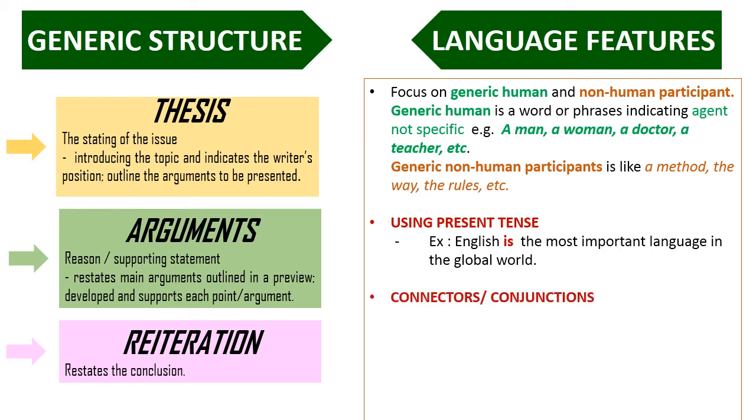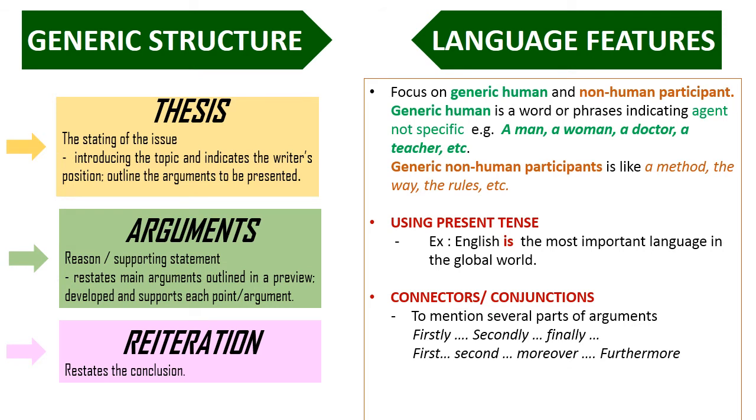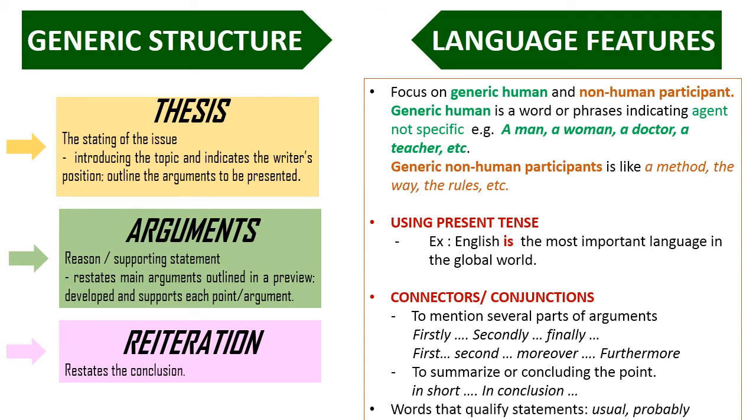Next, ada connectors or conjunction. Kata penghubung. To mention several parts of arguments. Jadi ada beberapa kata penghubung yang digunakan di sini untuk menghubungkan antara satu kalimat dengan kalimat lain atau satu paragraf dengan paragraf selanjutnya. For example, the conjunctions that are usually used in analytical exposition are firstly, secondly, finally, first, second, moreover, furthermore, however, and etc. And also to summarize or conclude the point, you may use in short or in conclusion, and then usual and probably.